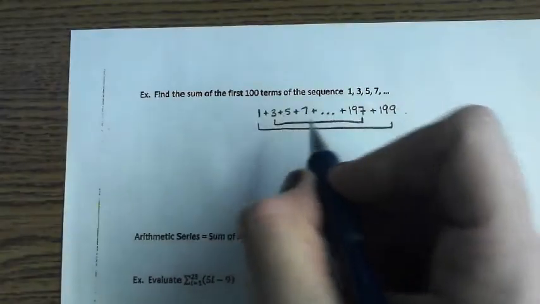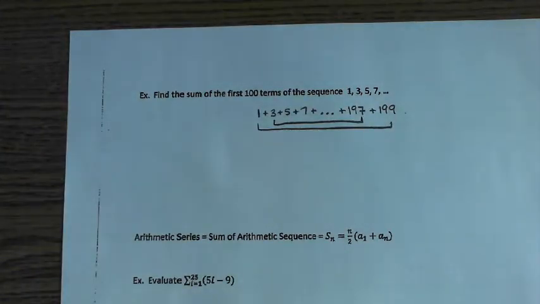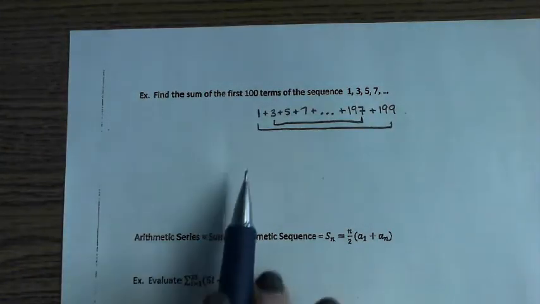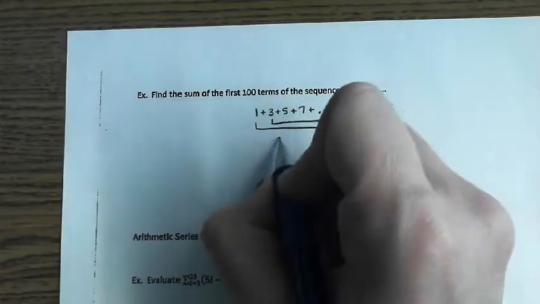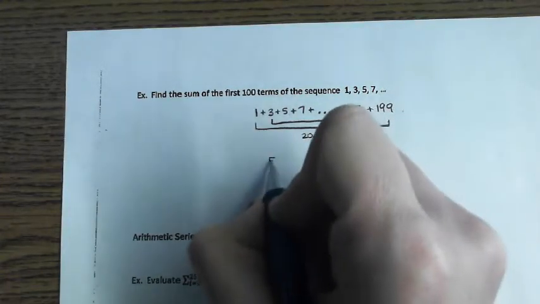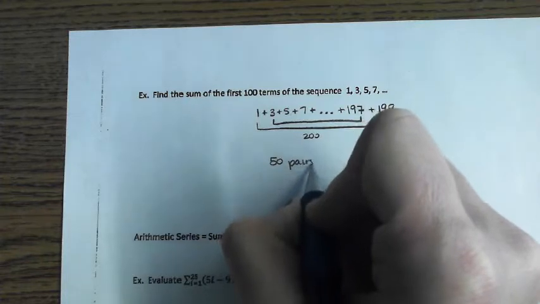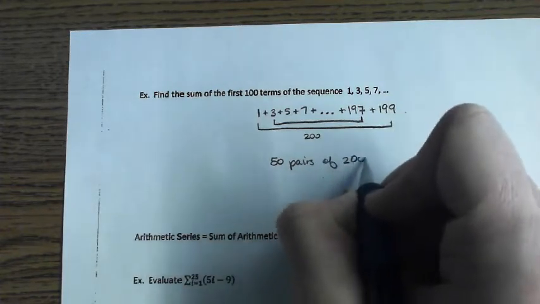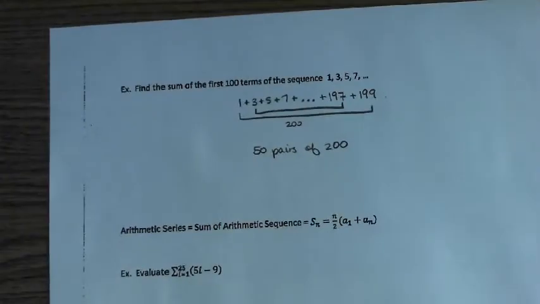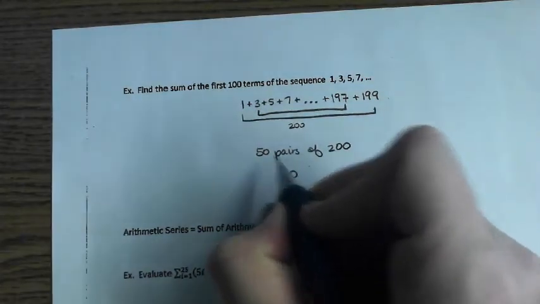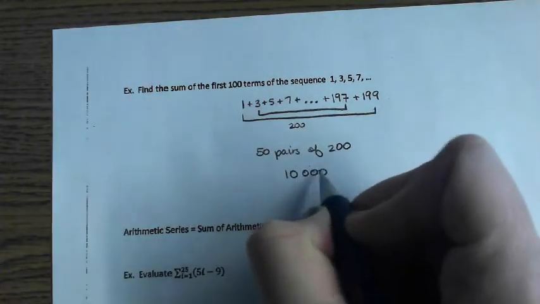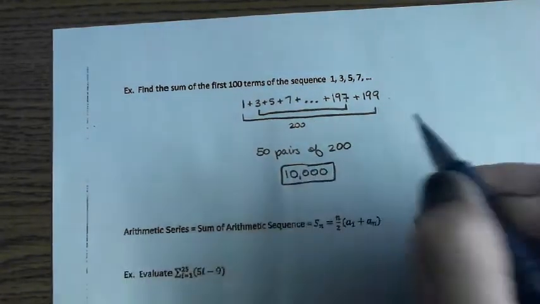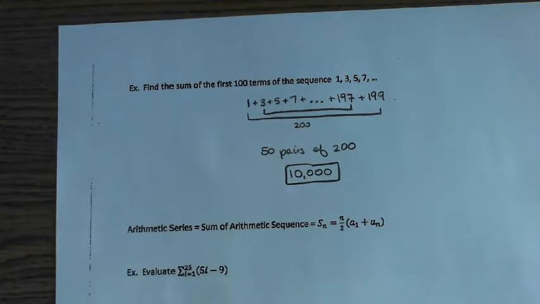And then you just have to figure out how many pairs there are. If there are 100 terms, how many pairs is that? 50, right? So we have 50 pairs of 200. So the grand total, 5 times 2 is 10, and add 3 zeros. 10,000 will be the grand total sum.